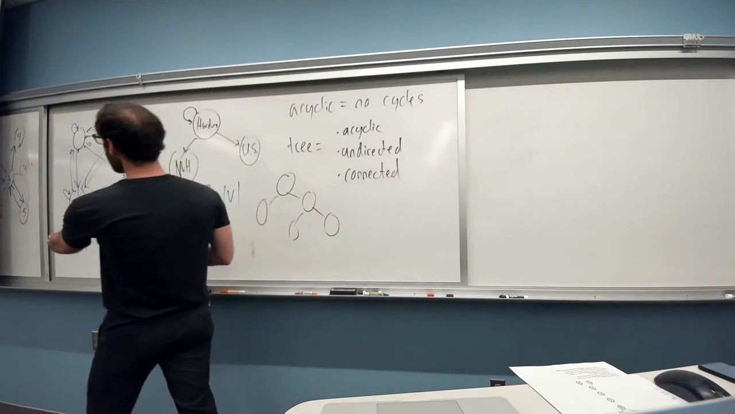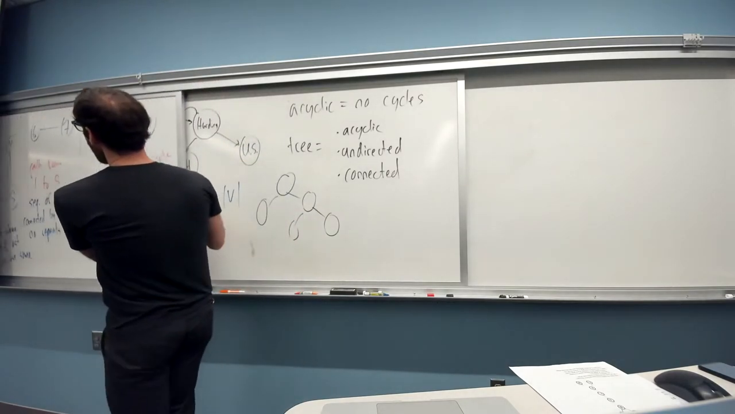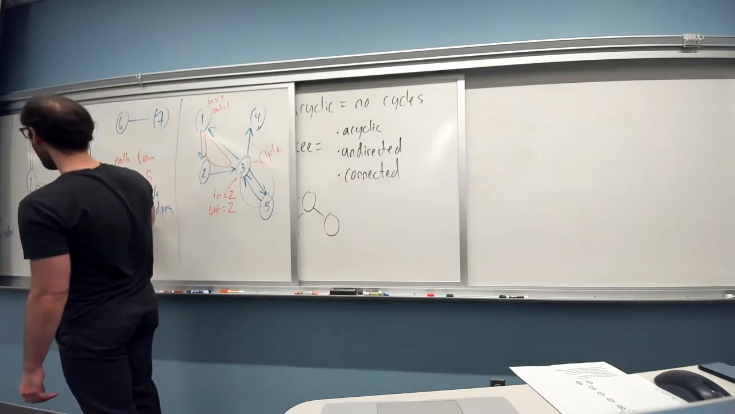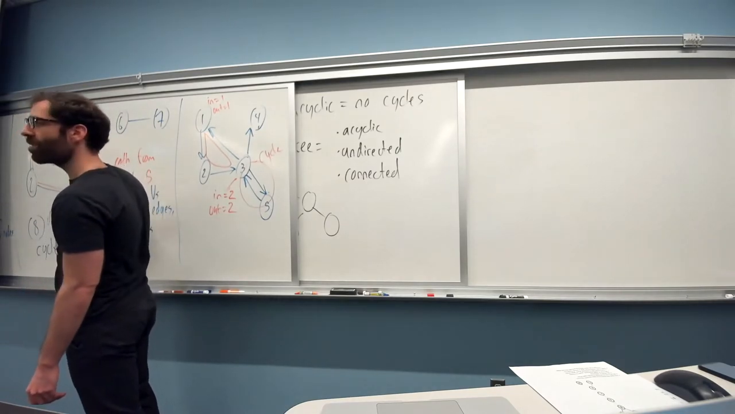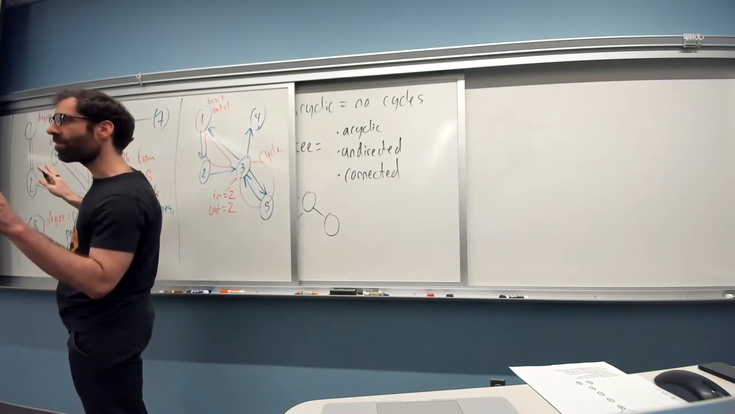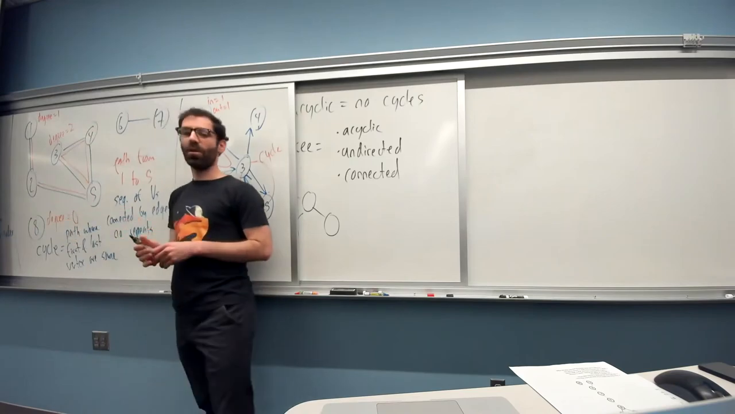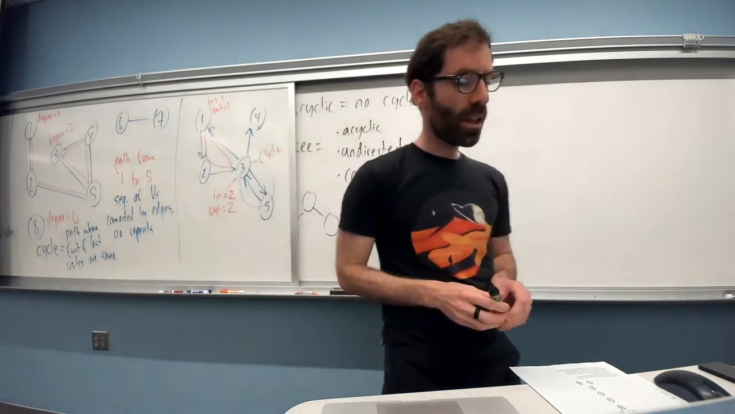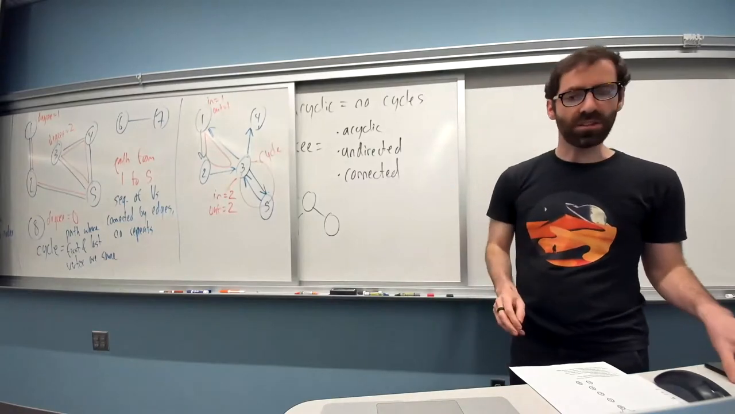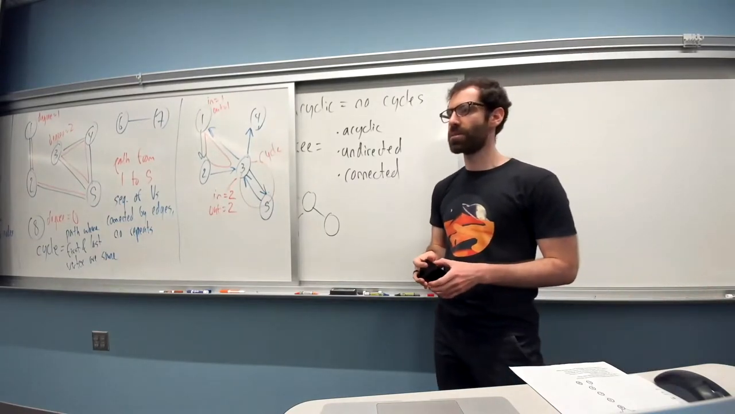And by distinct, I mean that in this graph, 3, 4, 5 would be the same cycle as 3, 5, 4. So just reordering the nodes within the cycle doesn't make them different cycles. It needs to involve non-identical sets of vertices and edges to be distinct cycles.